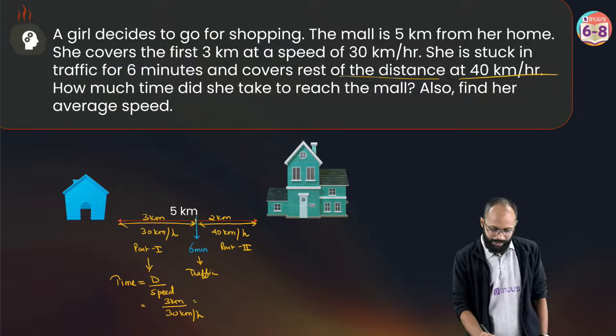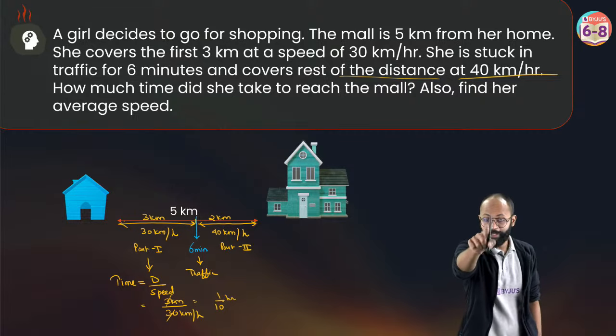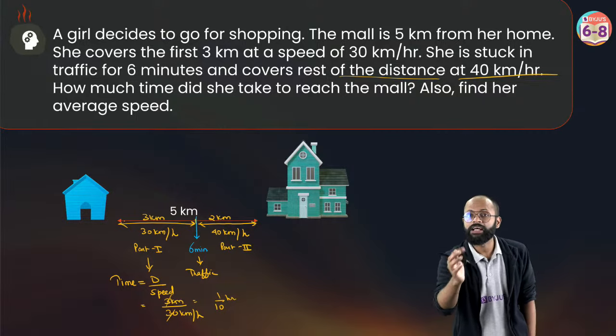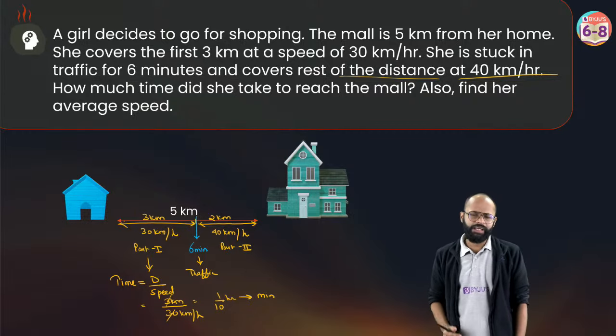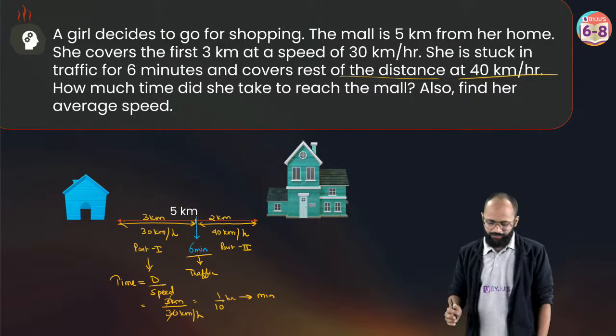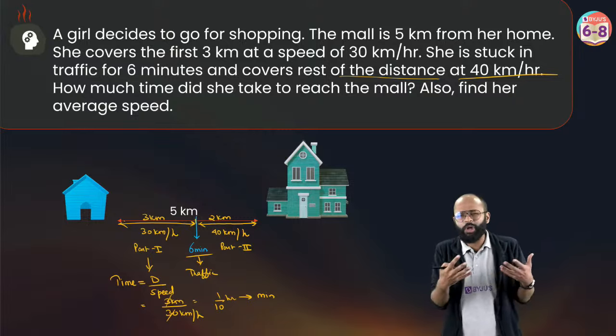What are you getting? Sir, I am getting 1 upon 10 hours. 1 by 10, how much? Hours. So, if you convert into minutes, sir, why are we converting into minutes? Because it is 6 minutes. 1 by 10 seems odd, no?